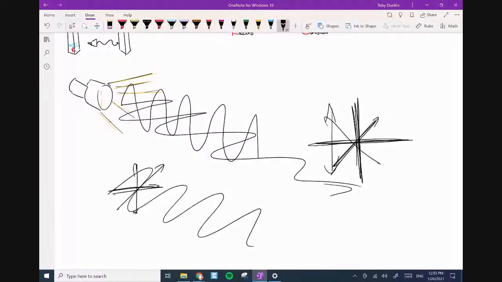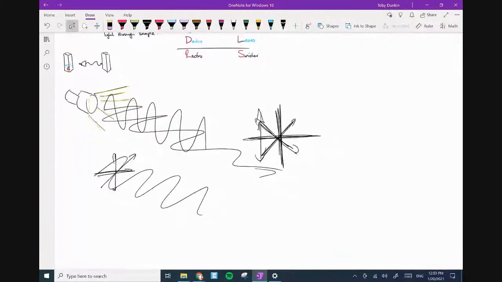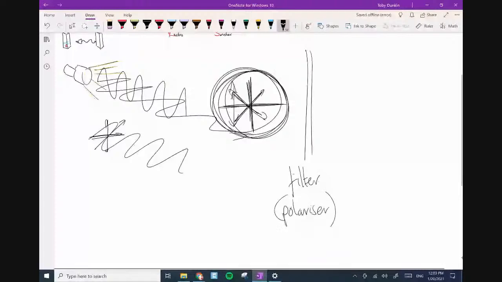Now, what we discovered was that you can actually filter these. You can filter them out. This is how they make 3D cinemas, by the way, if you're interested. So we can take this all plane light and put it through a filter. It's called a polarizer filter. And what comes out is one plane, just one. It blocks everything else out.